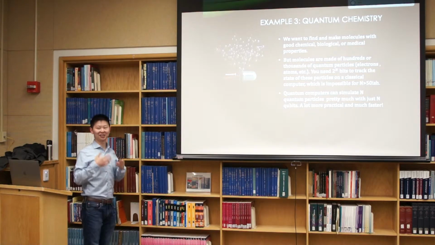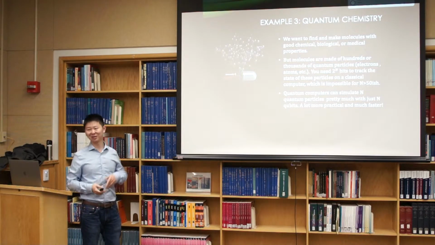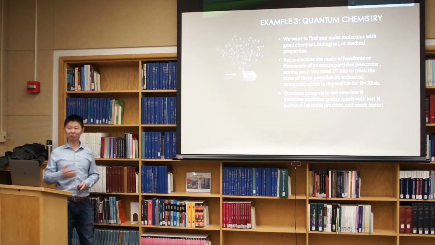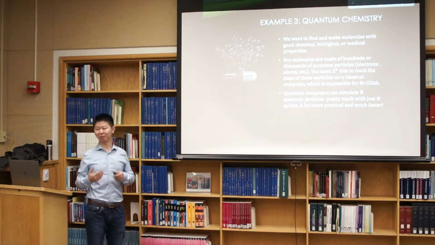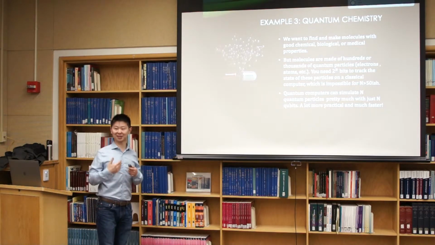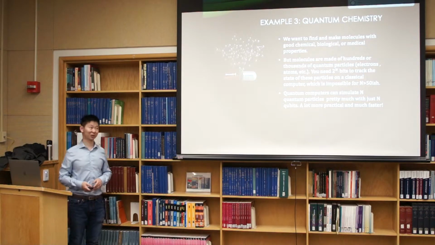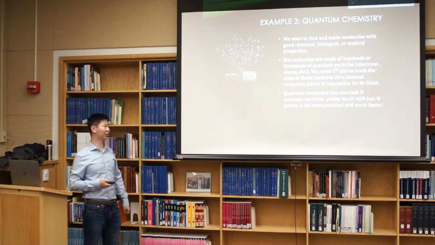And you can see that a traditional computer will quickly run out of memory, just because 2 to the n is a huge number. You have that many states to keep track of. For n equal to 30, that's already a billion. So you already need more than a terabyte of memory on a computer to just store the states of a molecule of just 30 electrons. So that means it's almost impossible to do it on a traditional computer.